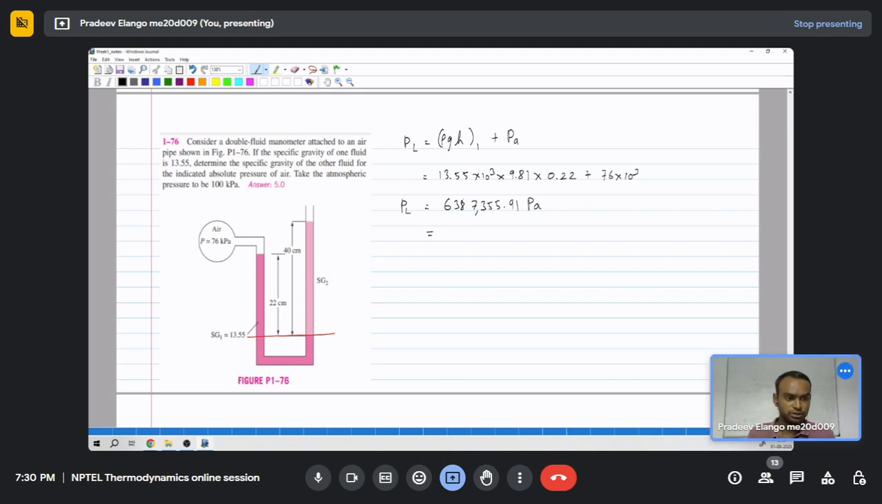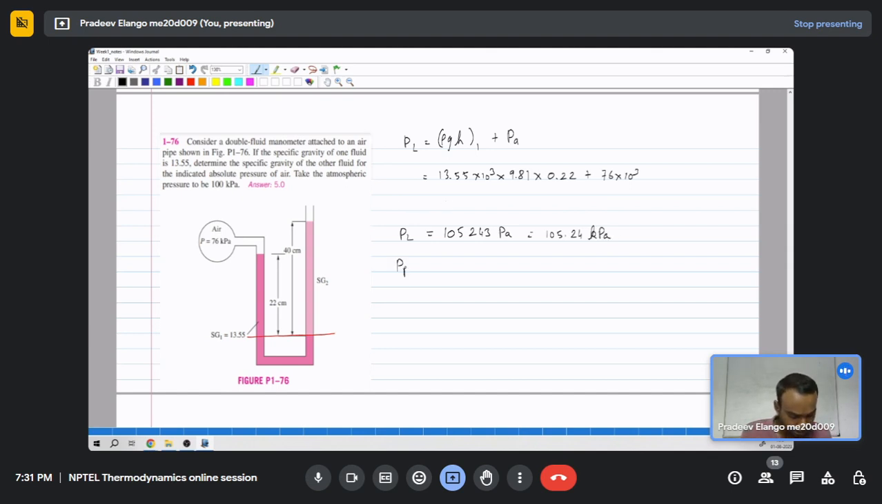Someone cross verify this. I am getting 105243. Yeah. 105.24 kilopascals.